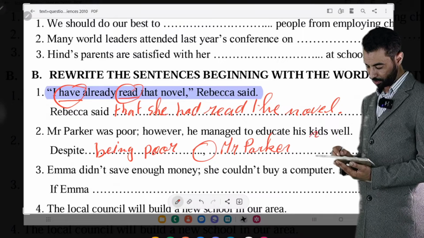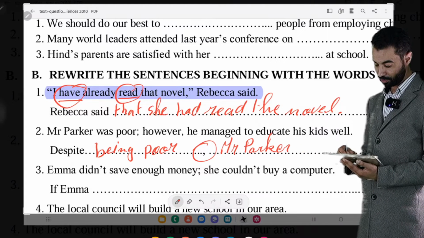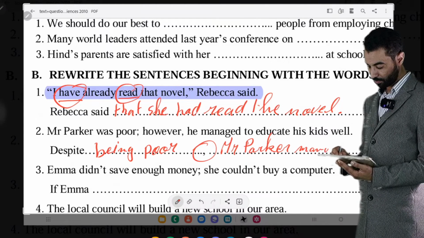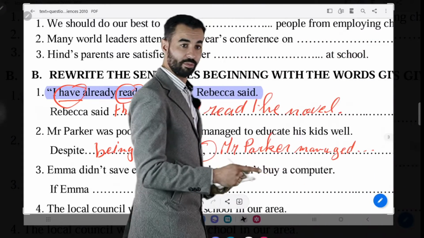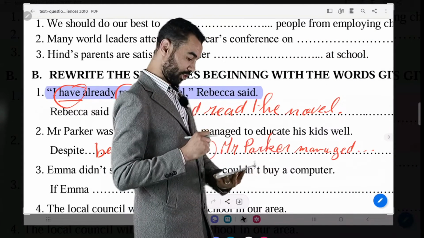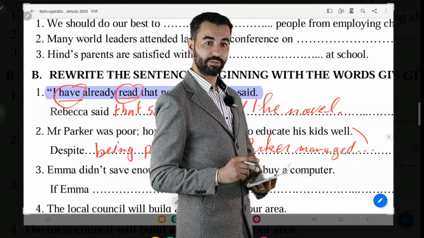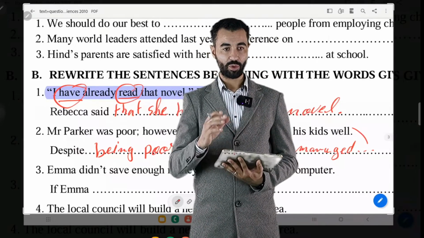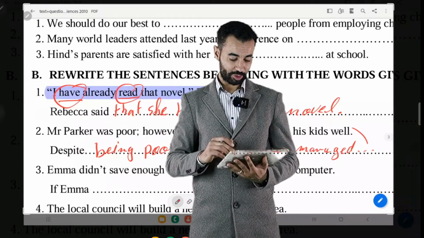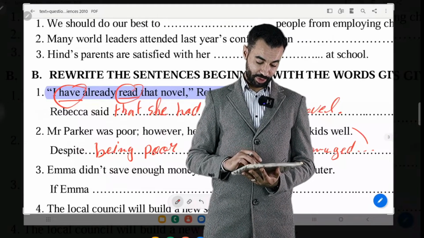managed. Sorry, I have to write on a tablet while it's not on the desk. And then you continue. So Mr. Parker managed, and then you continue till the end of the sentence. Managed to educate his kids well. All right. I'm sure that on a paper you will be able to manage that more efficiently than on a tablet because it's squeezed a bit. So let's move on to the next question.